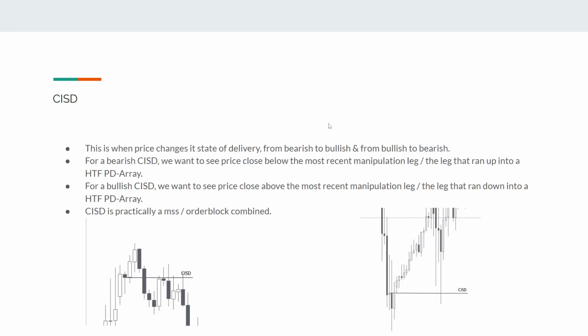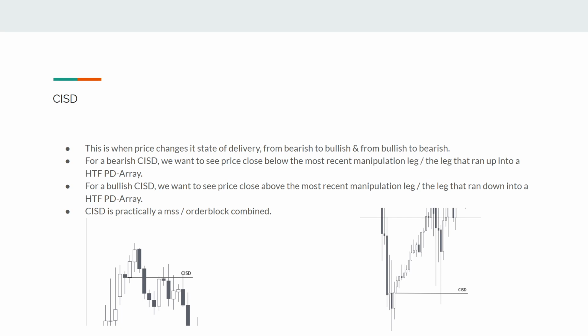Change in state of delivery. This is when price changes its state of delivery from bearish to bullish and from bullish to bearish. For a bearish change in state of delivery, you want to see price close below the most recent manipulation leg, the leg that ran up into a high time frame PD array, vice versa for bullish, obviously.